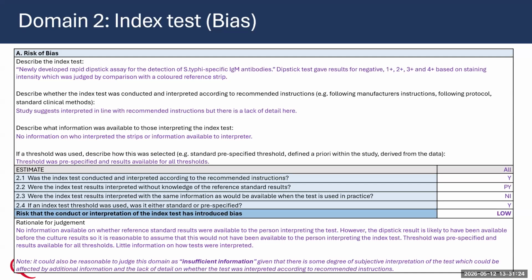So we think that yes, the index test was conducted and interpreted according to recommended instructions. We don't have information on whether the index tests were interpreted with knowledge of the reference standard results, but it's a rapid dipstick test, the reference standard is culture, so it's likely that you'd have the test results before you'd know the culture results. Were the index test results interpreted with the same information as would be available when the test is used in practice? We don't have any information on that. And the threshold was pre-specified. So overall, we haven't really picked up any particular issues. We've just got a lack of detail on the information. But we've judged this domain overall as low.